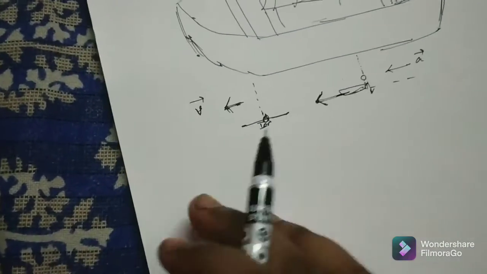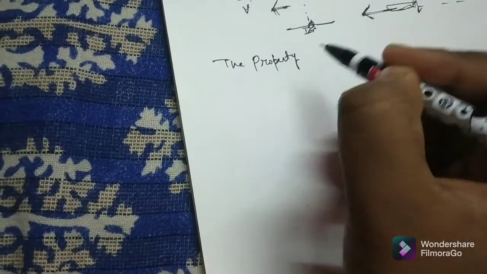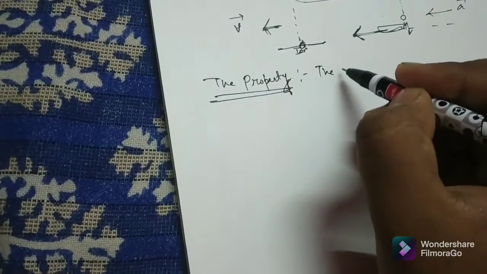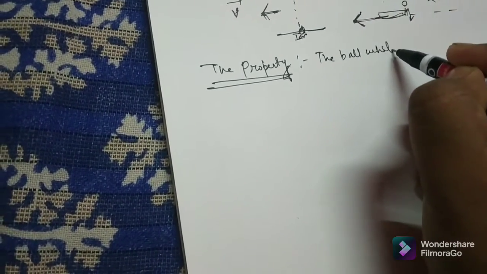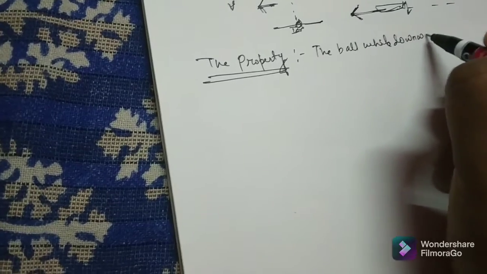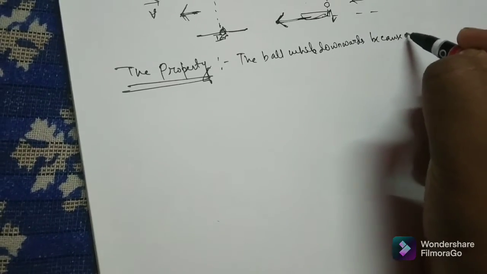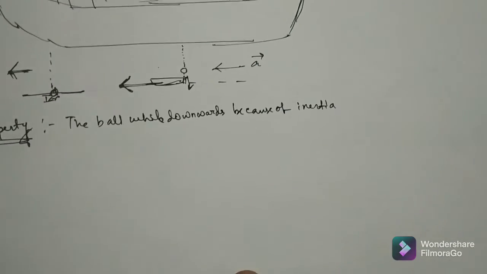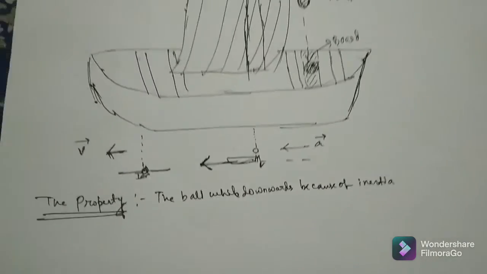So from this experiment, what he got was the property that the ball, while falling downwards, because of inertia, I am discussing inertia now, because the purpose of this experiment was to conclude inertia only, that the ball.